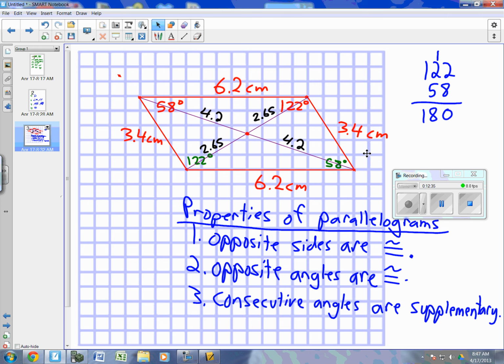You guys, this is what you should have done. Measured from here to here and I got 4.2, and from here to here I got 4.2. From here to here I got 2.65, and from here to here I got 2.65. Did you guys get something similar to that? You're within 1/10, which means you're probably off a half a tenth on each of them. 5/100ths. Okay. It's way off. 3.2 and 3.1.